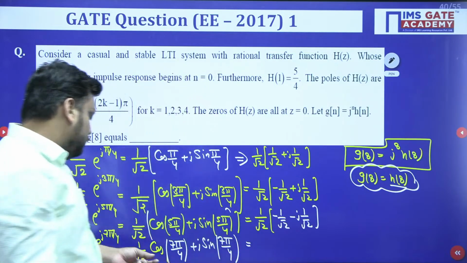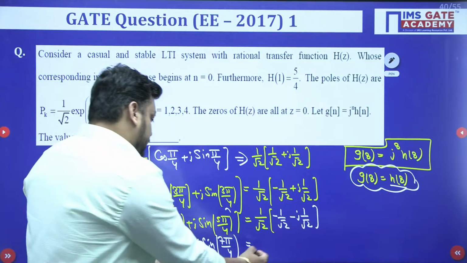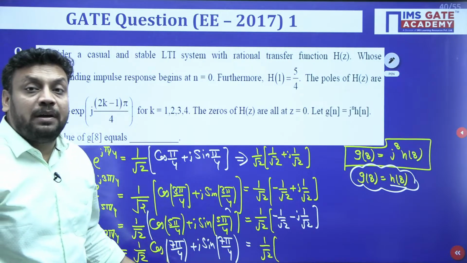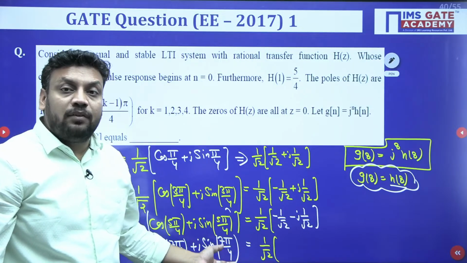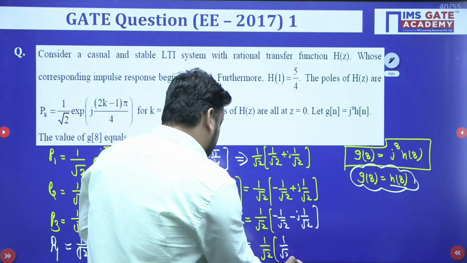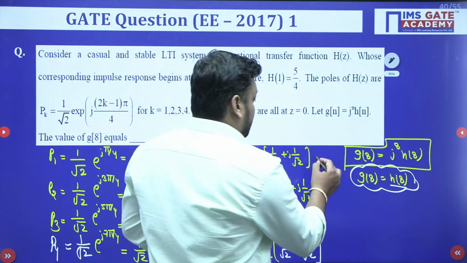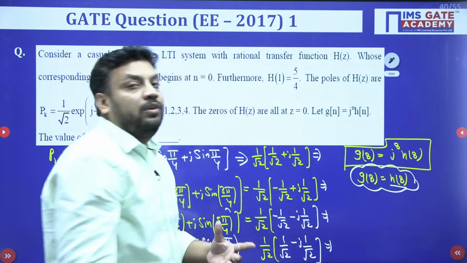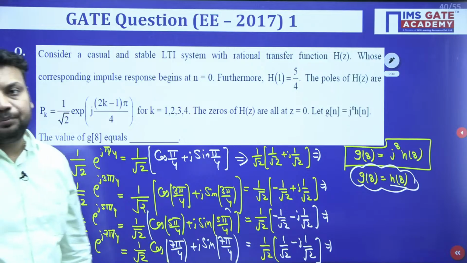Similarly, 1 by root 2 e to the power j 7 pi by 4, so we write 1 by root 2 outside the bracket, and inside the bracket cos 7 pi by 4 and sin 7 pi by 4. In the fourth quadrant cos is positive this time, but sin is negative. So you should write cos positive, so 1 by root 2, but sin negative, so minus j 1 by root 2, yes. Tell me, yes or no? So these all are the values of P1, P2, P3, P4. We have a total of 4 poles, and all 4 pole values we have mentioned here.